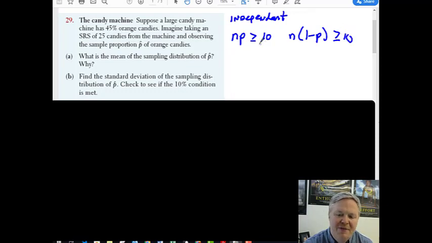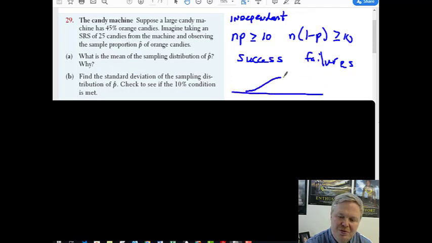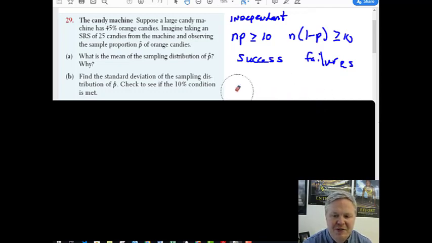Meaning, do we have at least 10 successes and at least 10 failures? By having at least that many, that's our large counts condition, that will give us an approximately normal distribution of our sample. So we need to check those two pieces.